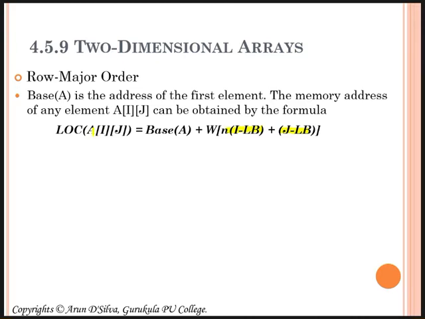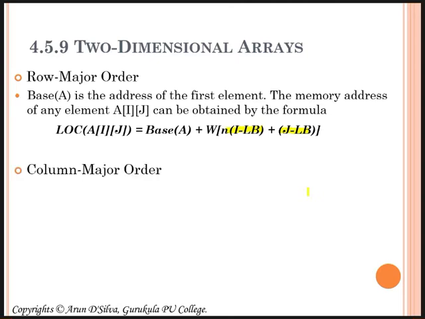Now here A of ij is an element location in the order m cross n, meaning the ith location row wise and the jth location column wise. Base A is the starting address, W is the width of each memory location, n is the number of columns, I is the position on the row side, LB is the lower bound value, J is the position on the column side, and LB is the lower bound value. If you substitute these values, you will get the memory address of Aij.